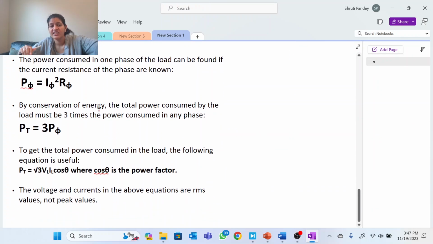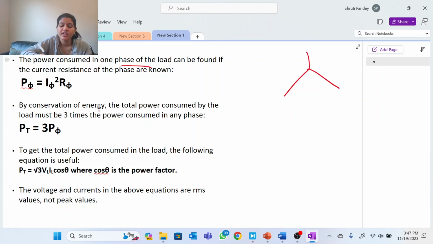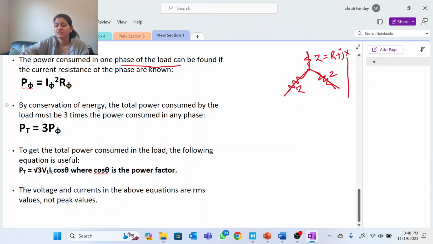Now one more very small and important point is that the power consumed in one phase, right? We got to know that there are three phases. So the power consumed in one phase of the load. So this was three-phase load. These I am showing it with the help of resistor, but this can be any impedance, right? And by impedance I mean that it has a resistance also and it has certain reactance also. And by reactance I mean inductive reactance, that means an inductor is there, or capacitive reactance, that is a capacitor is there, right?